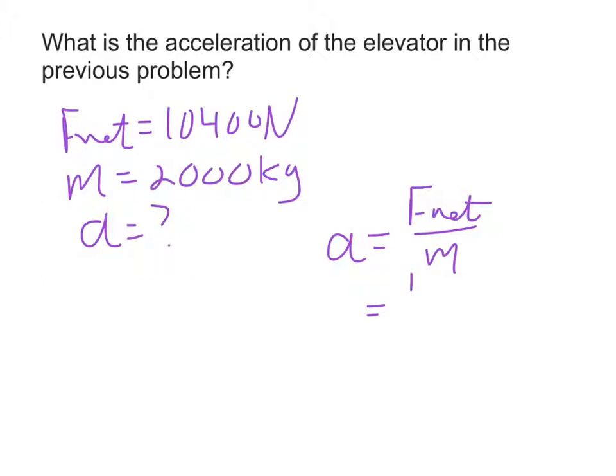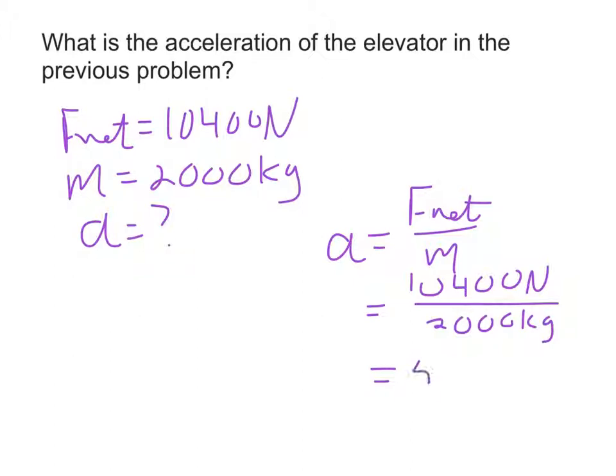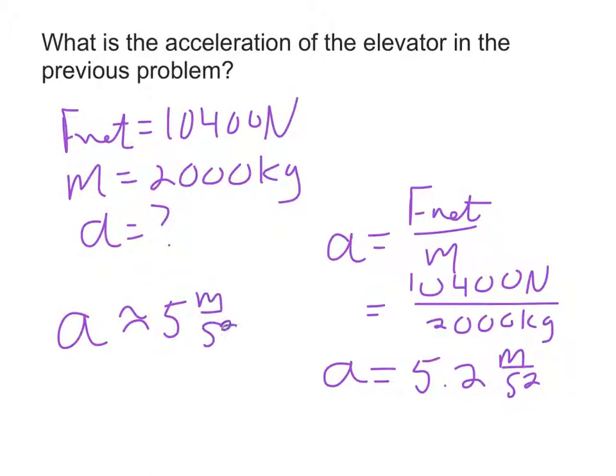So this equals 10,400 newtons divided by 2,000 kilograms. My acceleration is equal to 5.2 newtons per kilogram, which is the same as a meter per second squared. And either one would be okay in terms of units, so either newtons per kilogram or meters per second squared, they do equal each other. 1 sig fig, so a is approximately 5 meters per second squared.